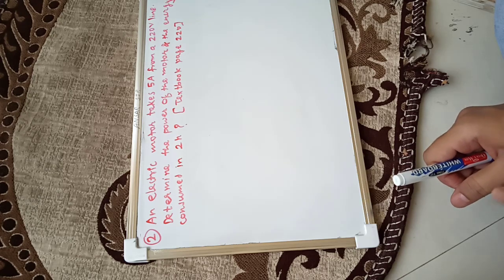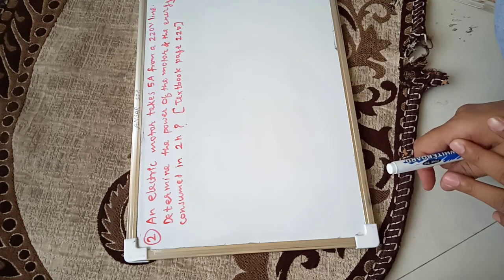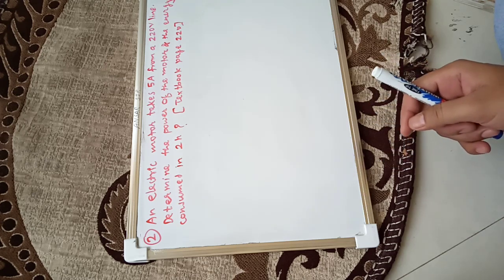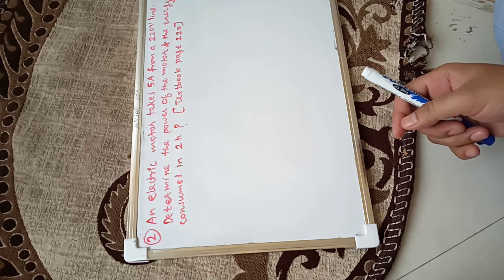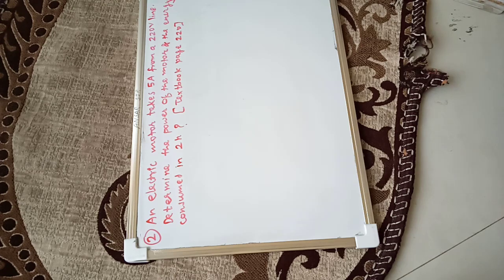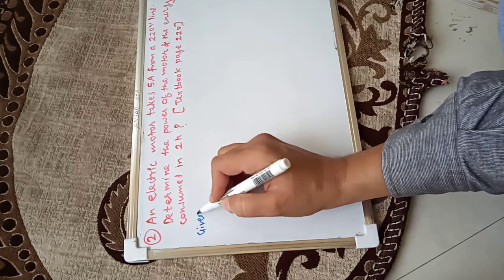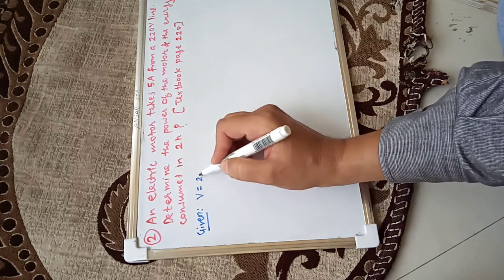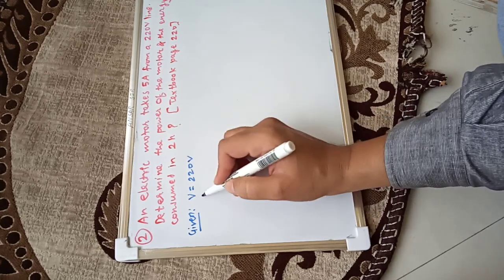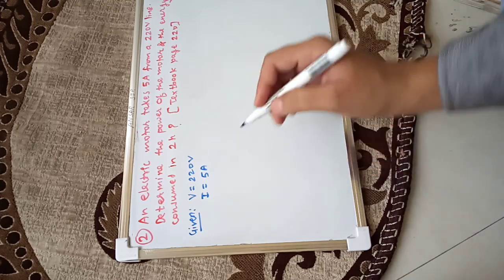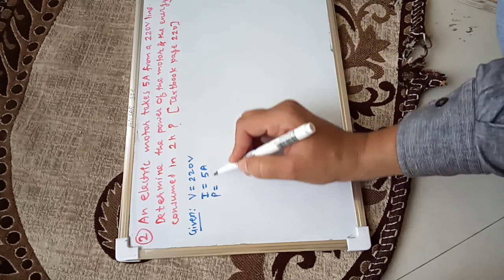So the first question is a theory question, that's why we are not dealing with it. You know these questions are very easy. Let us deal with this numerical question. An electric motor takes 5 amperes from a 220 volt line. So the voltage supplied by the power station line is 220 volt. Let us write down the given data. Given voltage is 220 volt and current used by the motor is 5 amperes, and we have to calculate power.